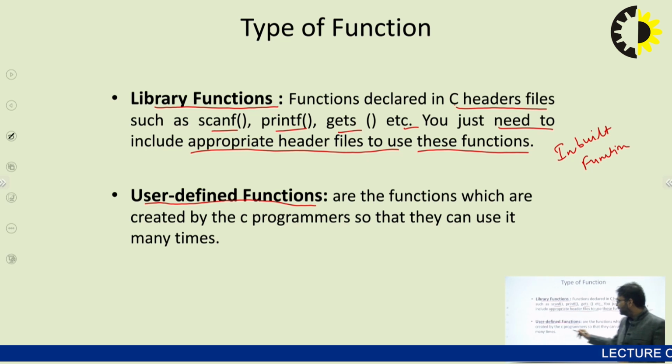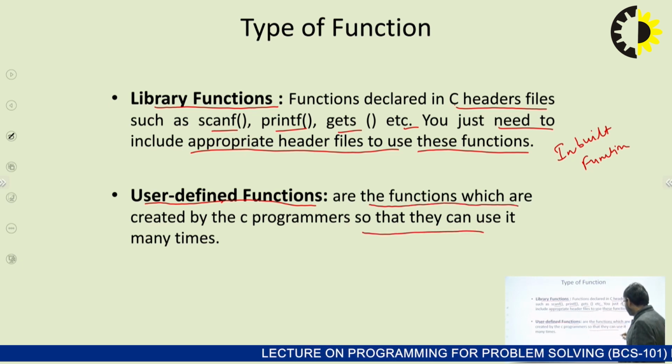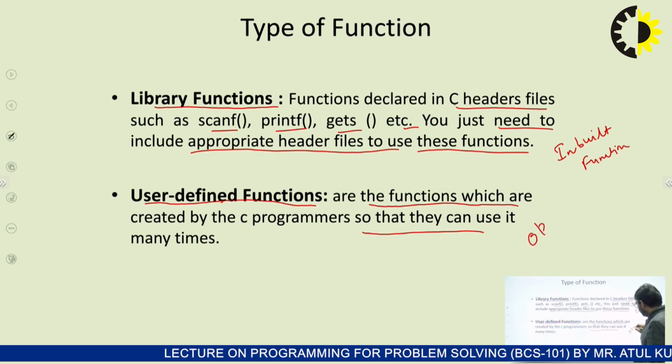Now the second one is user defined function. These are the functions which are created by the C programmer so that they can use them many times. So these are the functions created by the programmer and the programmer can use many times. Basically, with the help of user defined functions, a programmer can optimize the code.